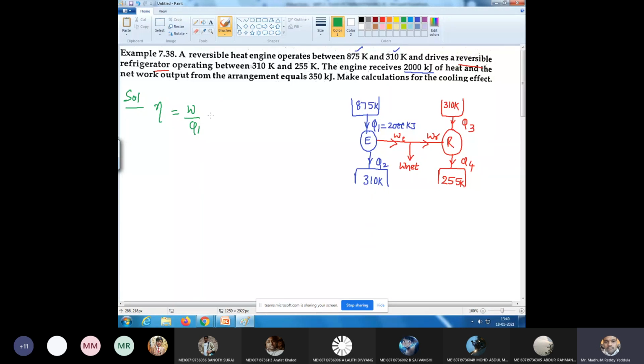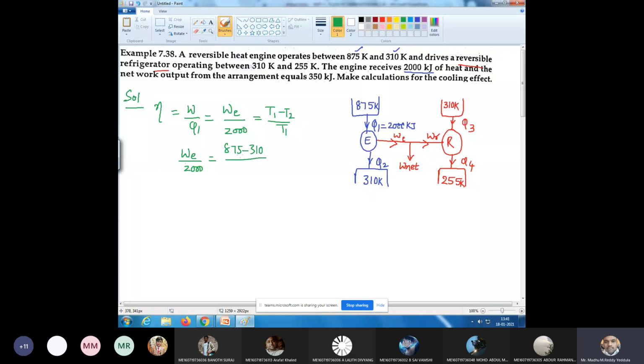Do you know the work done? Work done is not known. Let us say W_E, the work done by the engine, divided by heat supplied, which is 2000 as usual. When temperatures are known, I can calculate efficiency. That is also equal to 1 minus T2 by T1, or rather, T1 minus T2 by T1. So work done by engine by 2000 is equal to (875 minus 310) by 875.